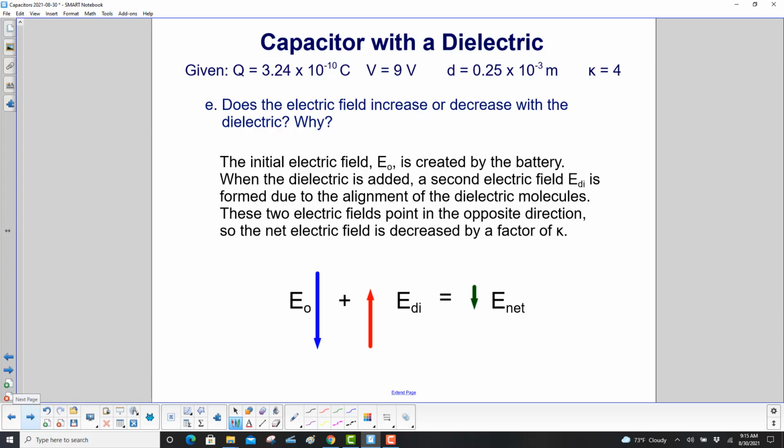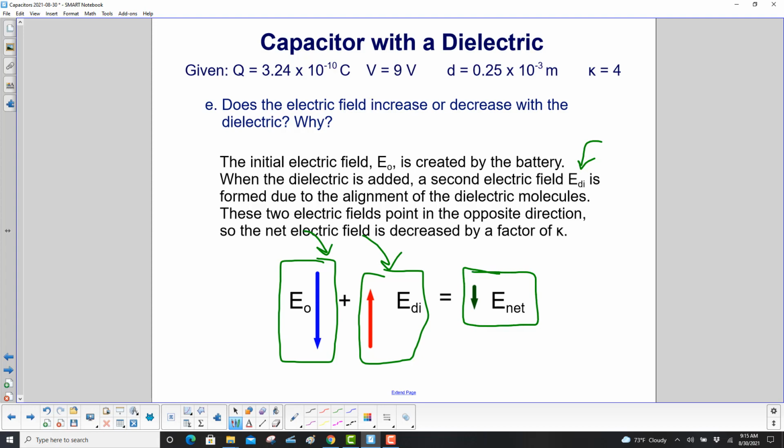Does the electric field increase or decrease with the dielectric, and why? The initial electric field, E0, is created by the battery, and that stays the same. That doesn't change at all. When the dielectric is added, a second electric field, E dielectric, that's this over here, is formed due to the alignment of the dielectric molecules, and it's in the opposite direction. So when you add these two fields together, you get a smaller net field.